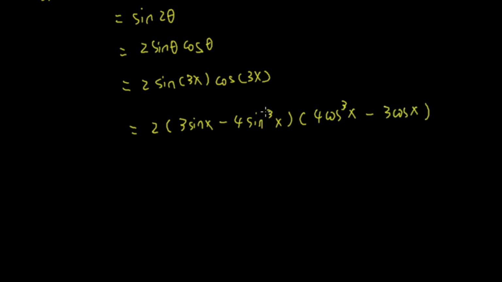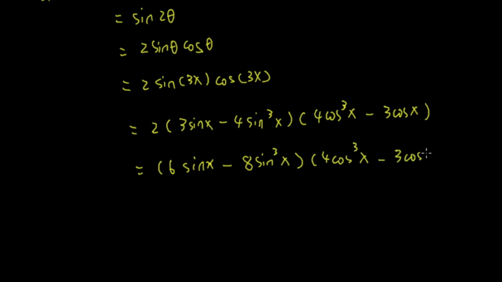Now let's expand and distribute. Let's distribute the 2 first. So that would be 6 sin x minus 8 sin cube x, times 4 cosine cube x minus 3 cosine x. So now, distribute them.